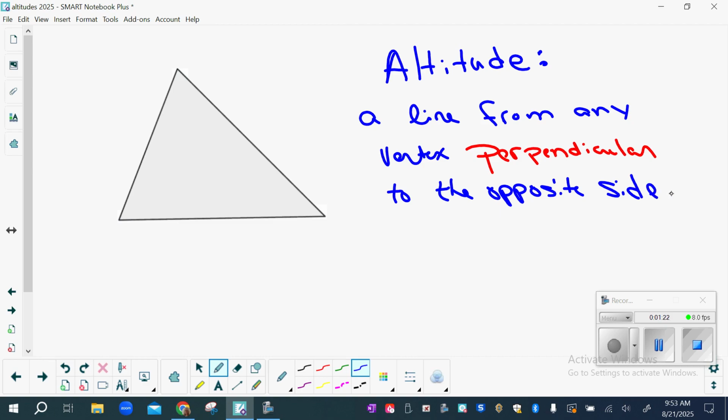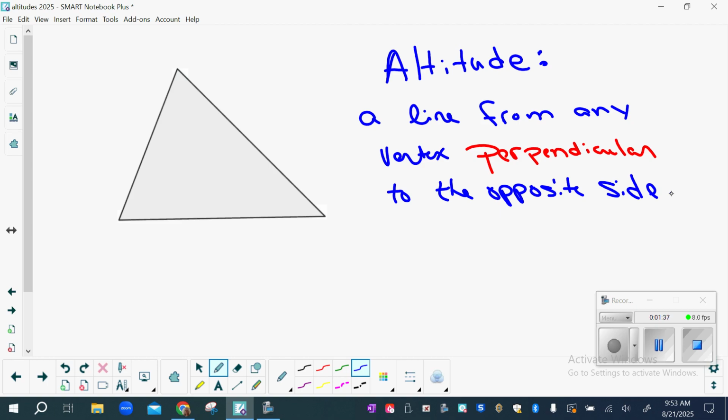Okay, so here's the deal. We had altitudes and we had medians. Oh, again, some of you right now are shaking a little bit. It's like, I'm having a little PTSD. I hated geometry. I like geometry. So there you go. Here's what an altitude does.